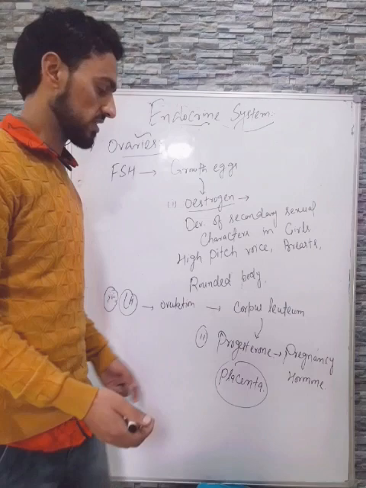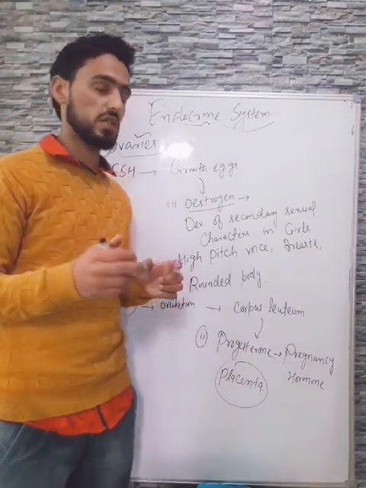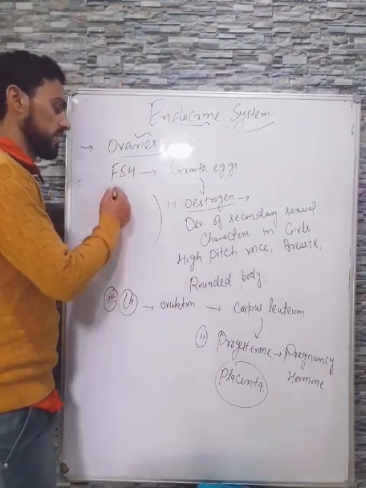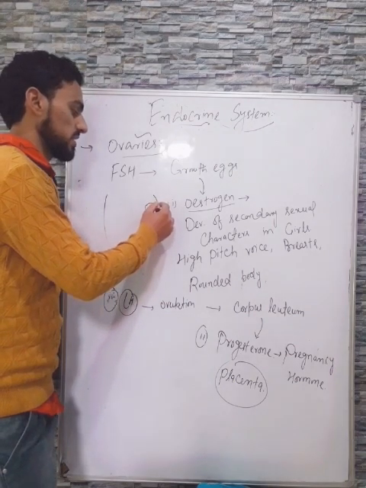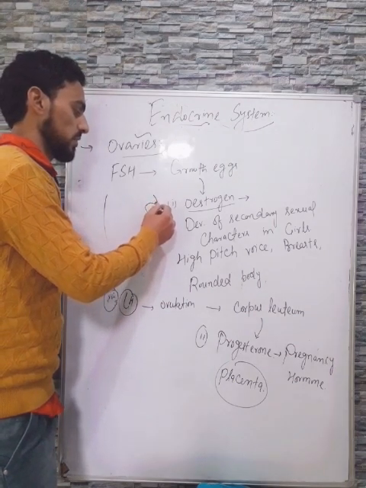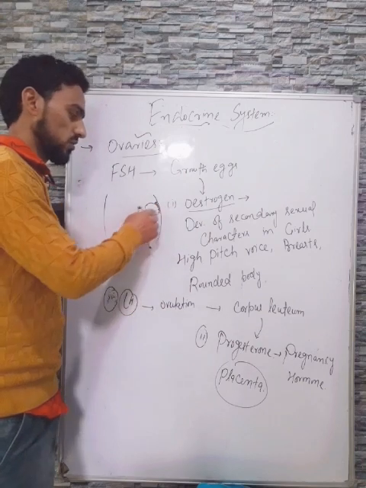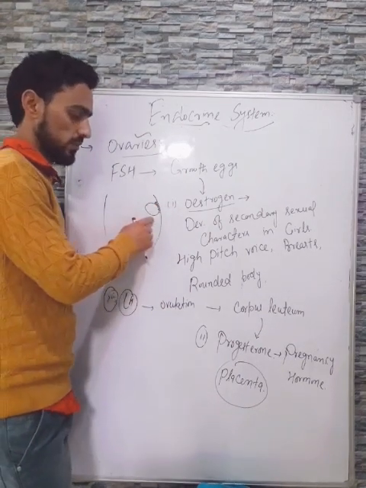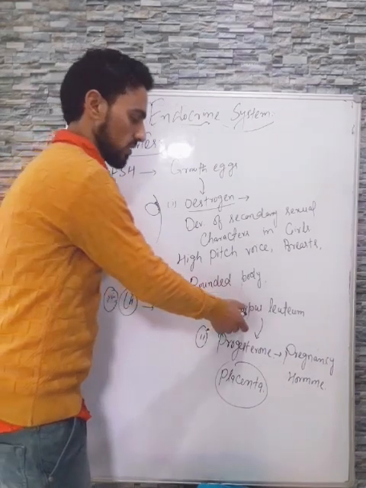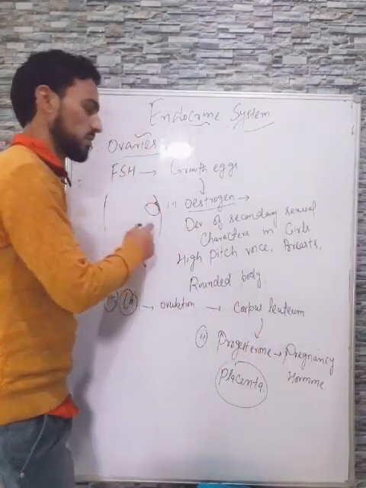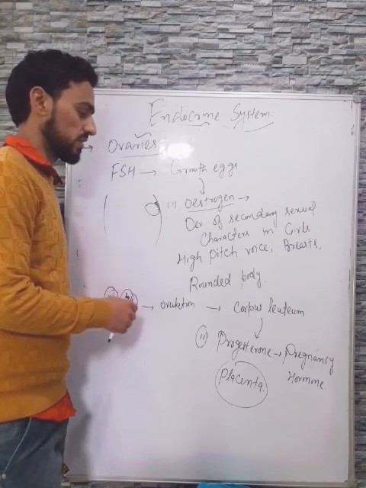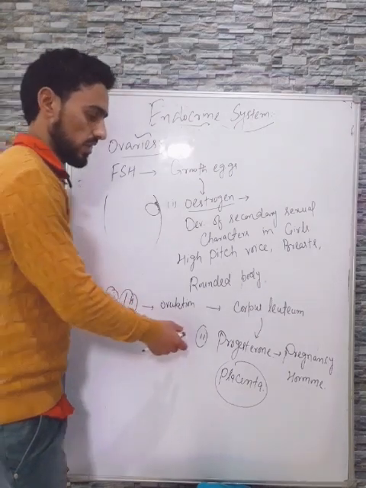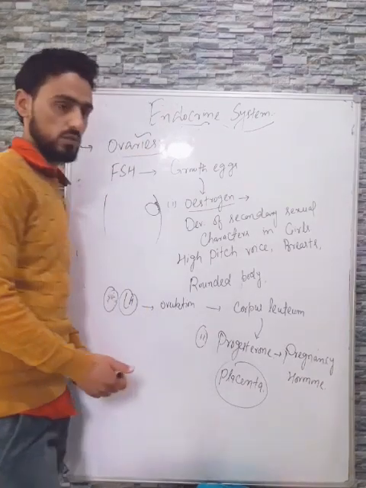And it also helps in implantation. Implantation means the attachment of the zygote, the embryo, to the wall of the uterus. This progesterone also helps in the implantation of the baby. And these are the various functions of progesterone, which is also known as the pregnancy hormone.